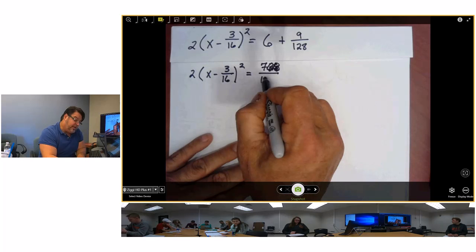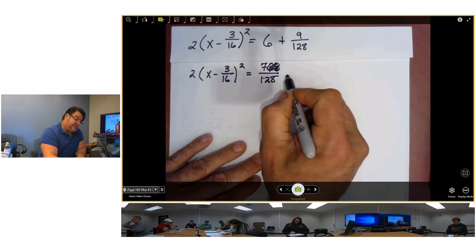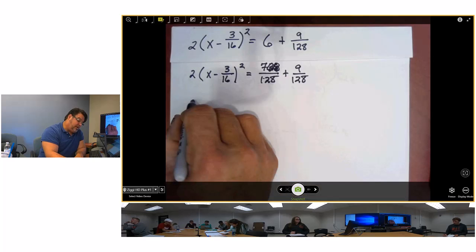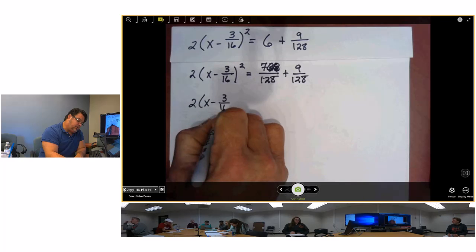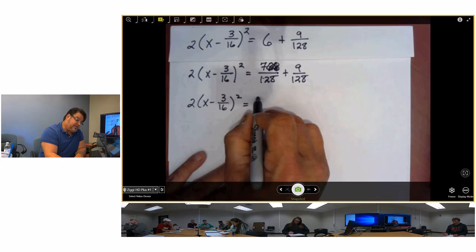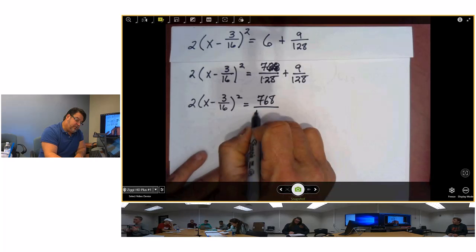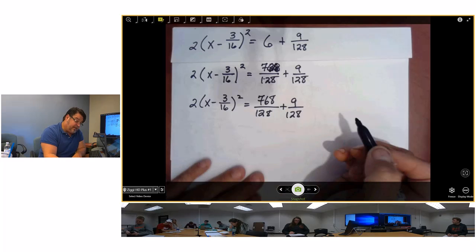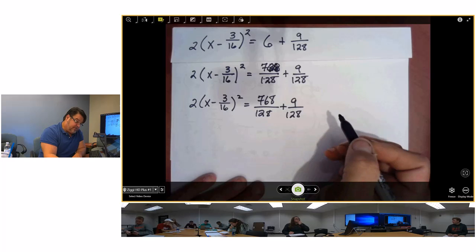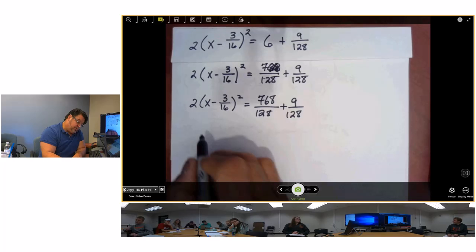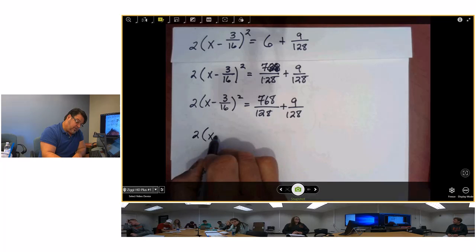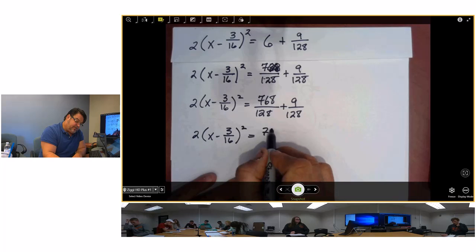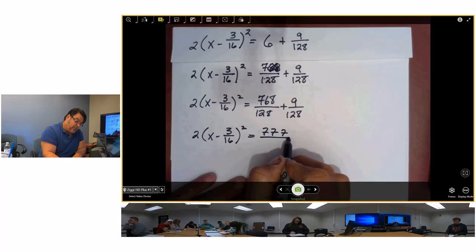768 over 128 plus 9 over 128. Let me rewrite that. 2 times x minus 3 over 16 squared is equal to 768 over 128 plus 9 over 128. Hopefully I can add 9 to that. It'd be 777. So 2 times x minus 3 over 16 quantity squared is equal to 777 over 128.